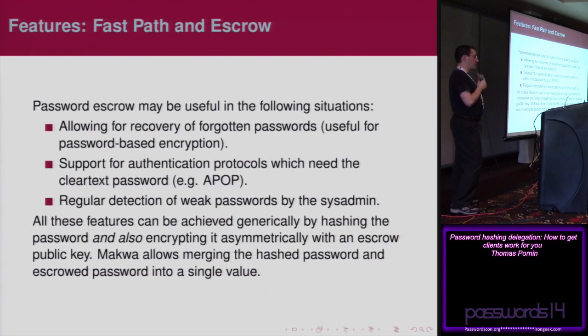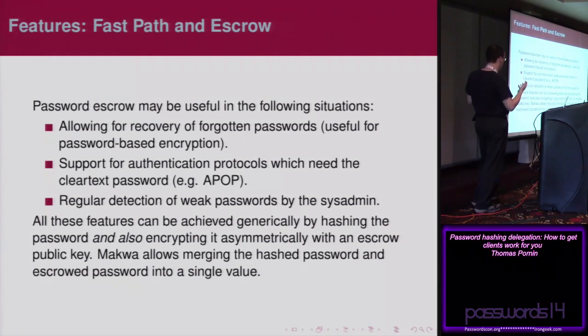You can get a fastpass and escrow with any password hashing function with just a trick. When you hash the password, you also, in a secondary value, encrypt the password with an asymmetric encryption system. With MacWord, you just have both values in one. So these are not extremely crucial properties, but they are convenient. At least you must be aware that they're here.